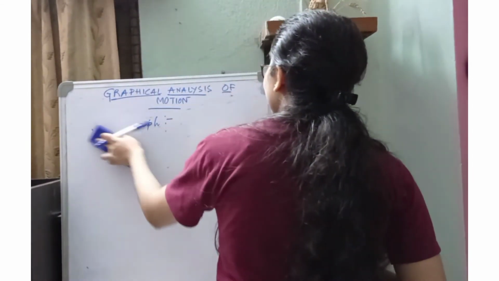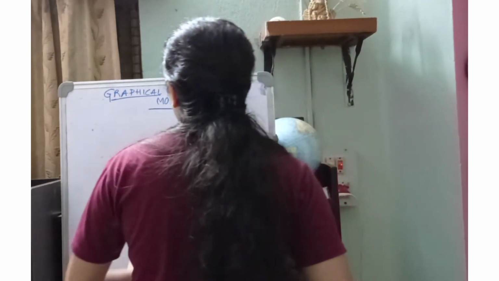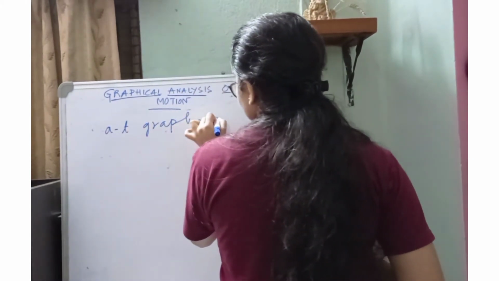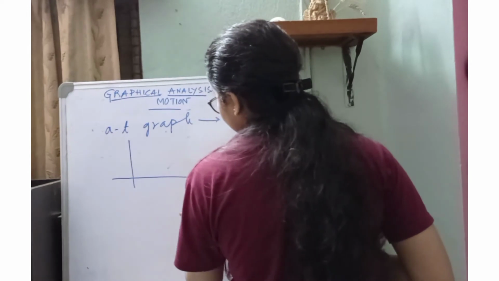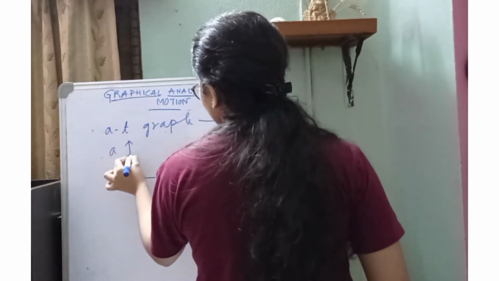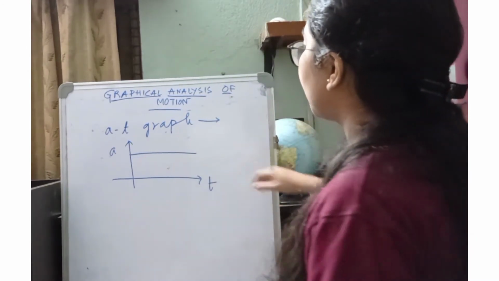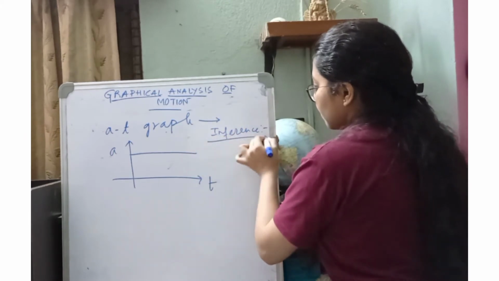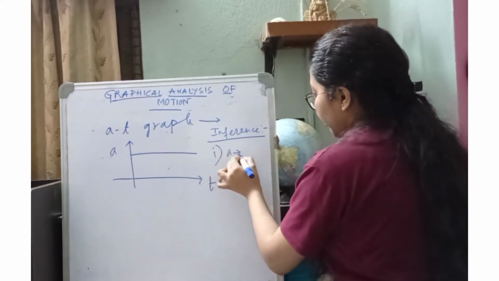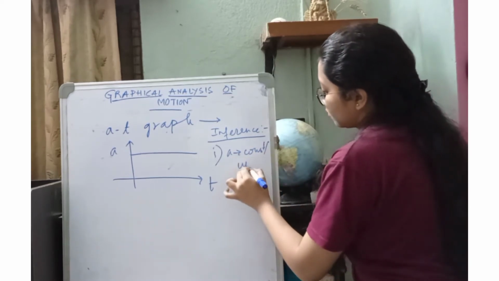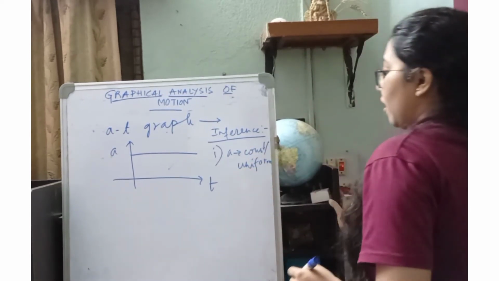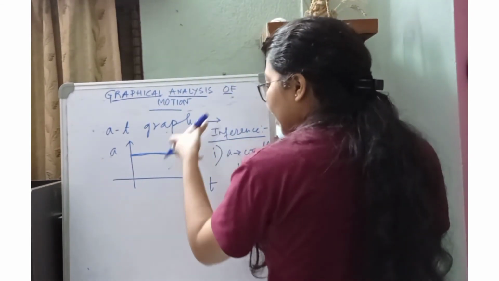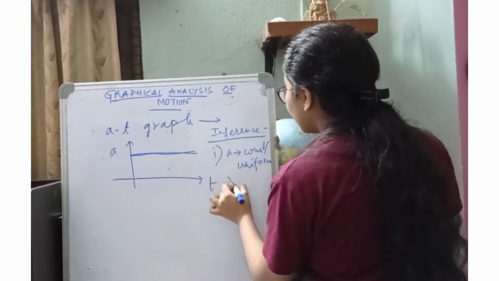Now if we go for the AT graph, the acceleration time graph, the most important thing is, first one, acceleration is constant with time. So what is the inference from this graph? Acceleration is constant or uniform. Now, when the acceleration is constant or uniform, that means the delta V is constant. Delta V is constant means what?